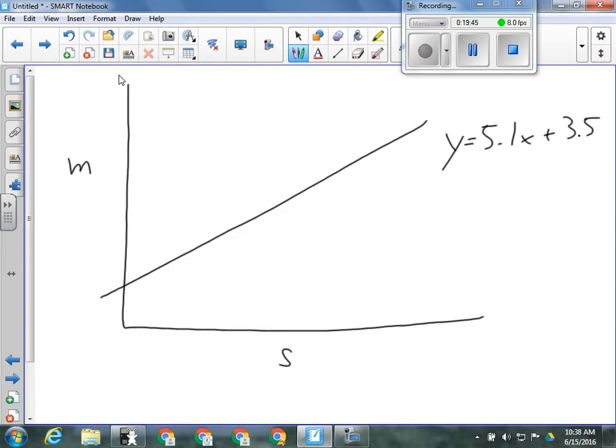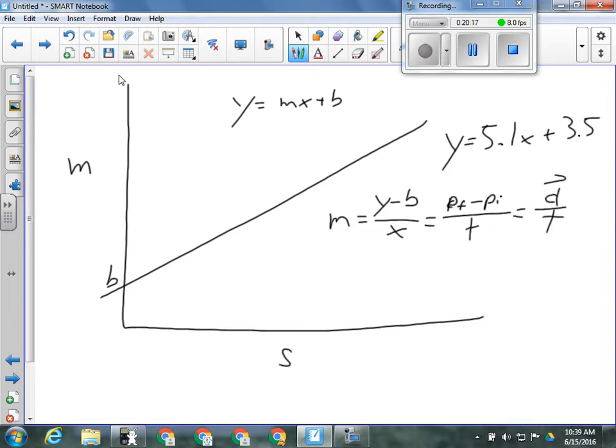The slope of this graph is speed, because if I have y equals mx plus b, and I manipulate for m, it's going to be y minus b over x, which is really the final position minus the initial position, because that's what b would be, where I started from. y would be any other value where I finish, divided by x, which is time. Well, final position minus initial position over time is really just displacement over time. Everybody follow me there?